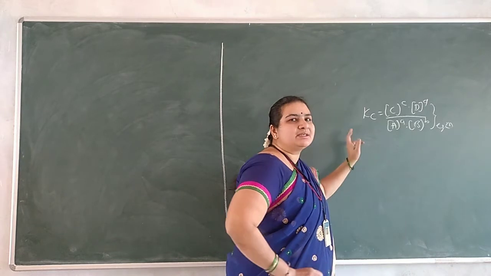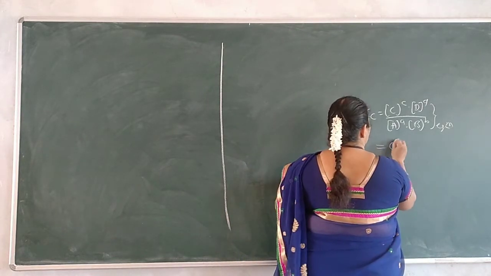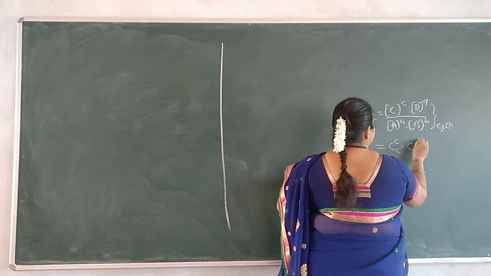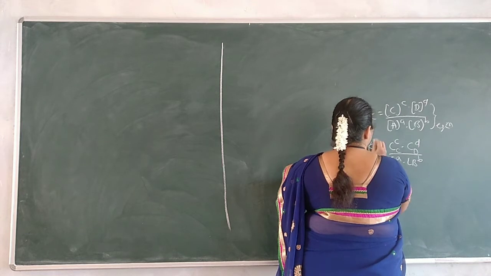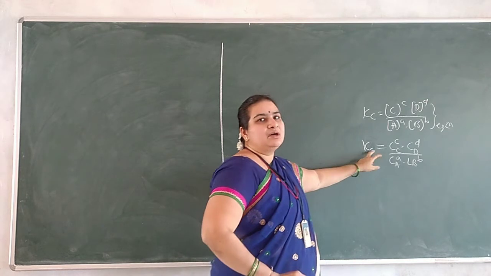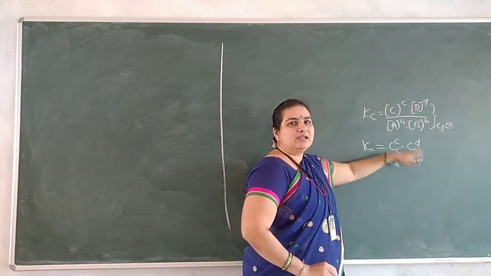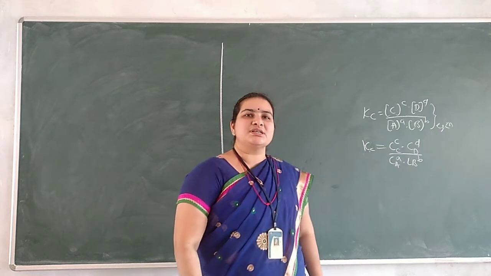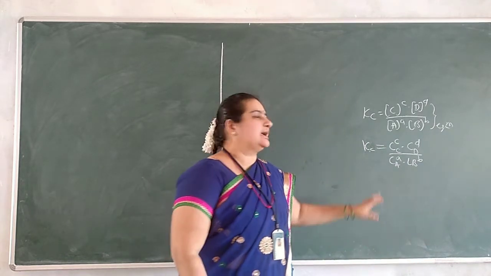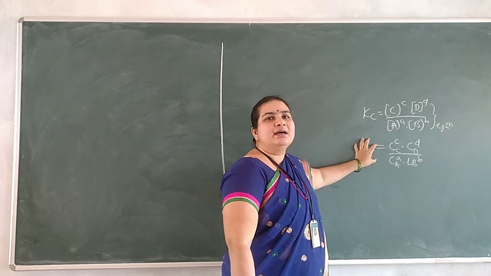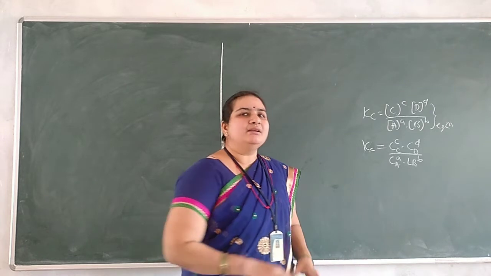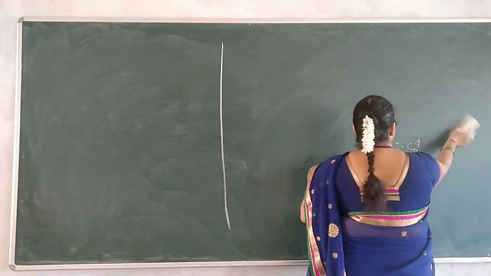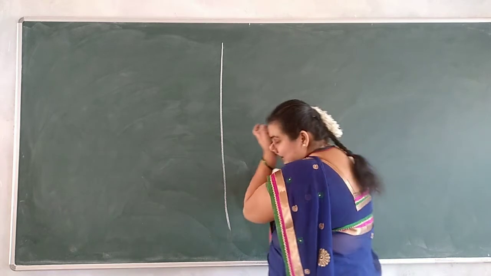This equilibrium constant Kc can also be written in the form Cc raised to c, Cd raised to d, divided by Ca raised to a into Cb raised to b. Here C is the concentration term, so by using the concentration term we can write the notation like this, and we can omit the notation for equilibrium. It is understood that the equilibrium constant is a relation that refers to the condition of equilibrium. And in the last class we gave some examples of equilibrium processes.